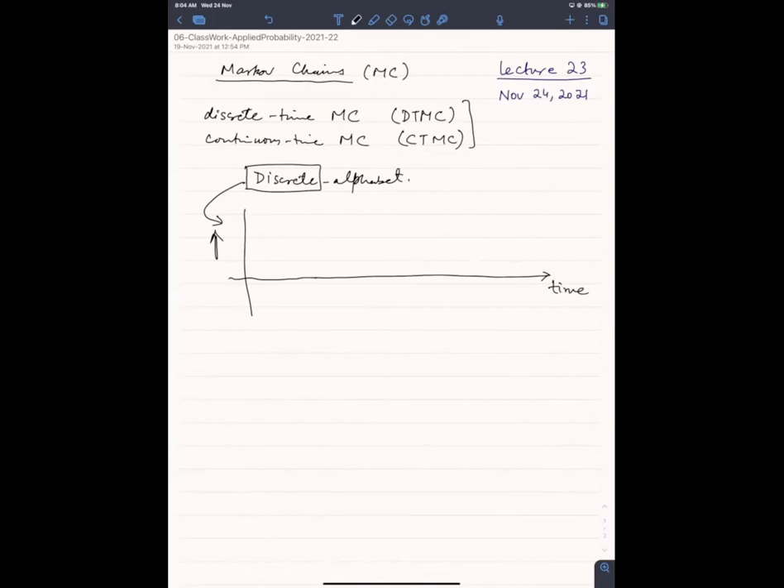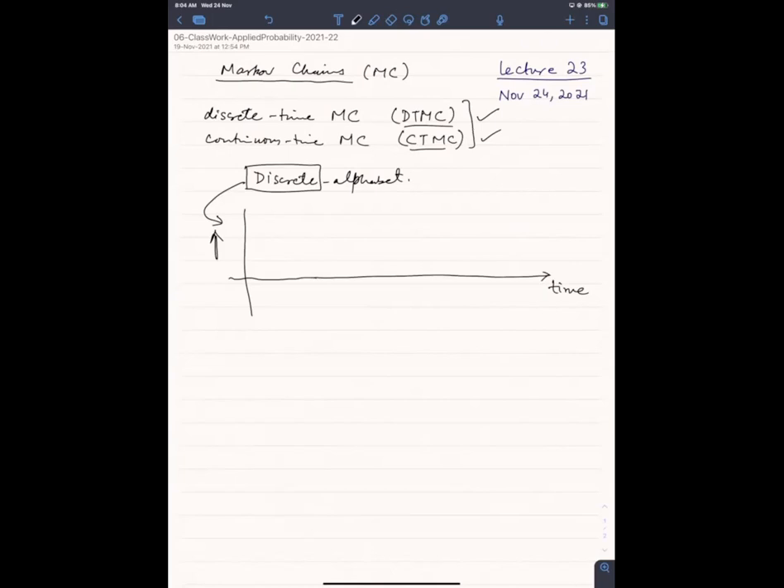So we have a discrete alphabet both for the case of discrete time Markov chain and for the continuous time Markov chain. The only difference is that the horizontal axis in the case of DTMC would be discrete, in the case of CTMC it will be continuous. That's the only difference. The vertical axis, which is the value that the random process is giving you, will always be discrete.